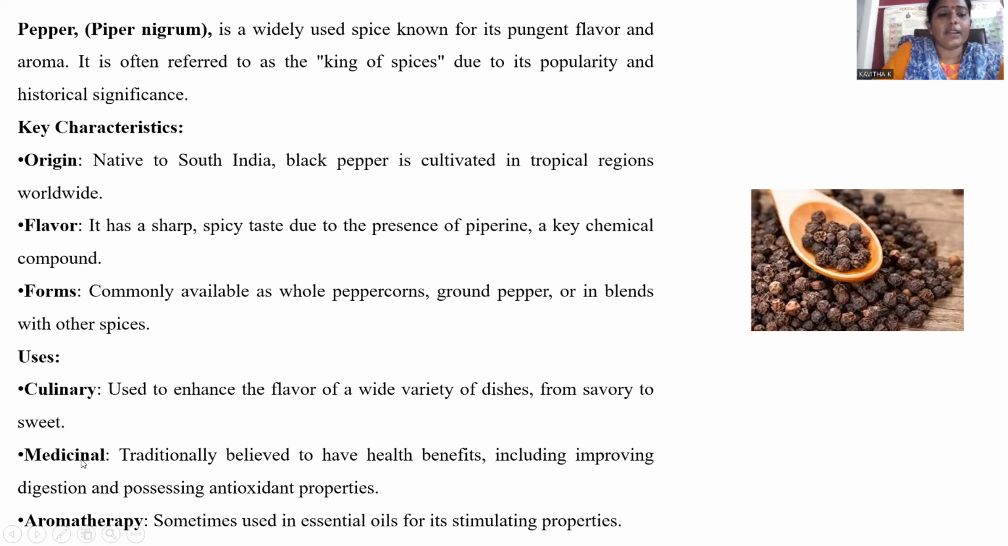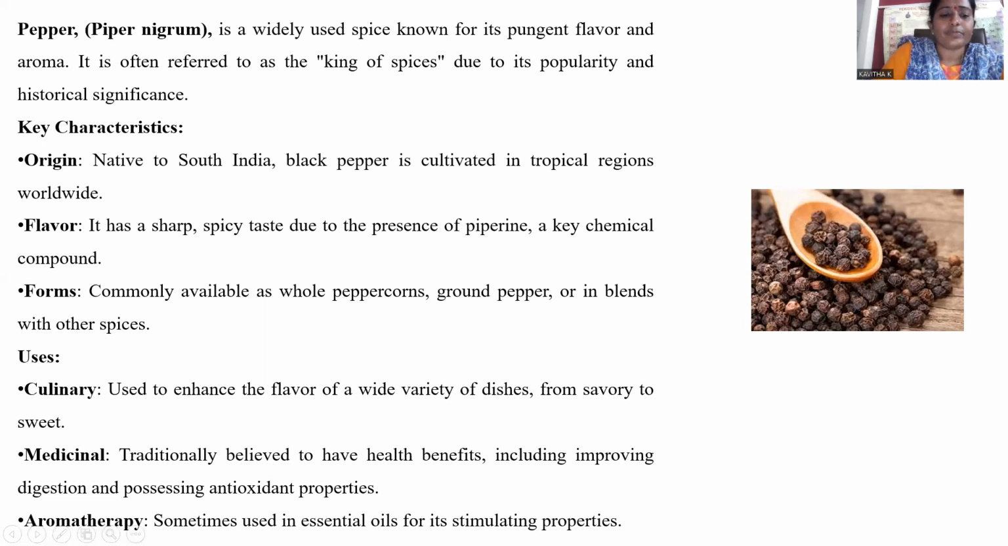Another value is medicinal value. Traditionally it is believed that we can extract many health benefits from this pepper, where piperidin is the terpenoid we can extract from it, and it aids digestion. Pepper is used to digest food in a short time, and it possesses antioxidant properties. So it is used to retard the oxidation process. So that antioxidant property is also present in this pepper, the piperidin terpenoid.